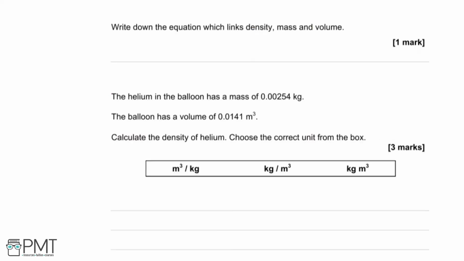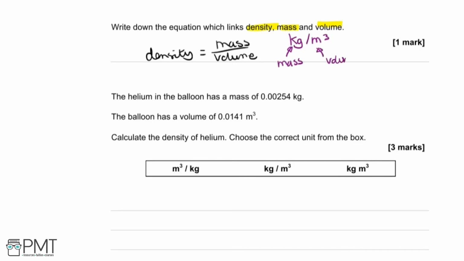Write down the equation which links density, mass, and volume. This is just an equation you need to remember, and it's density is equal to mass divided by volume. Sometimes it's easy to remember that the unit for density is normally kilogram per meter cubed, and this is the unit for mass, and this is a unit for volume. So it's another way to remember that density is mass divided by volume.